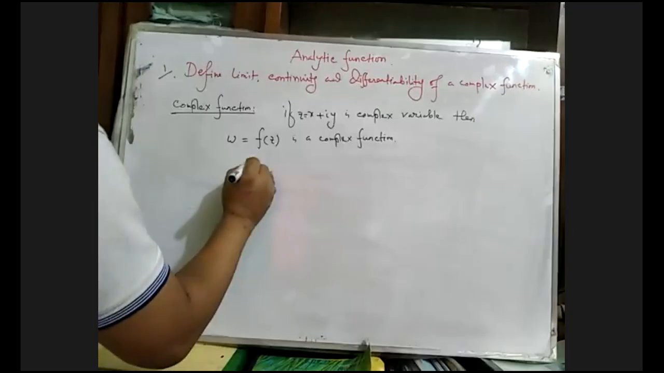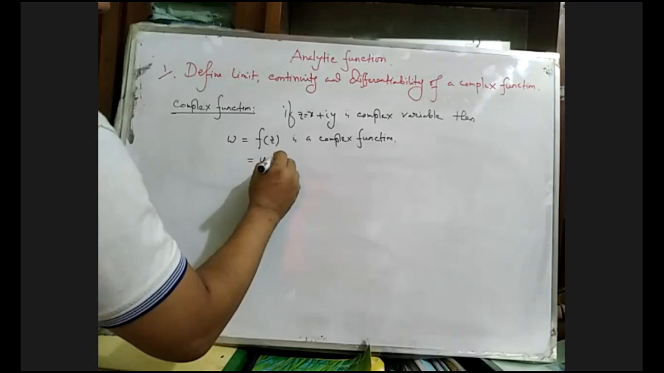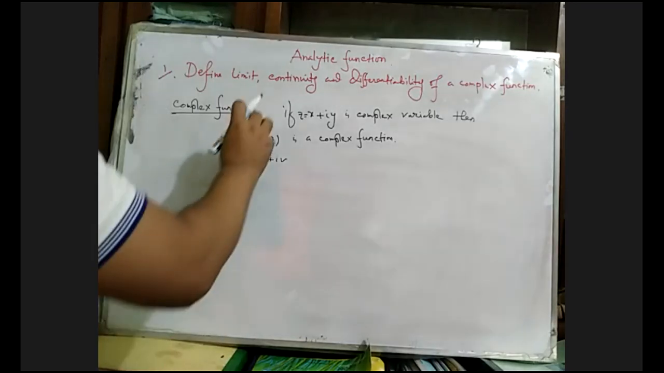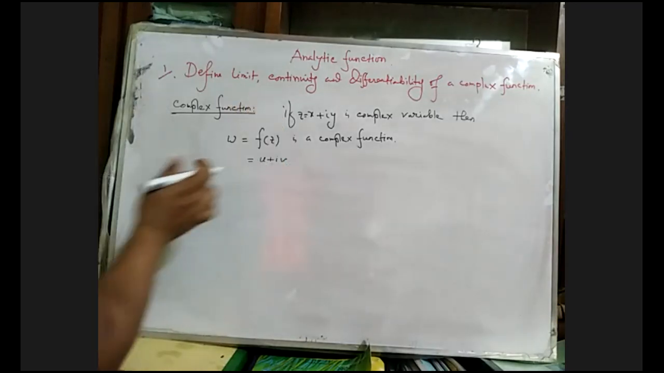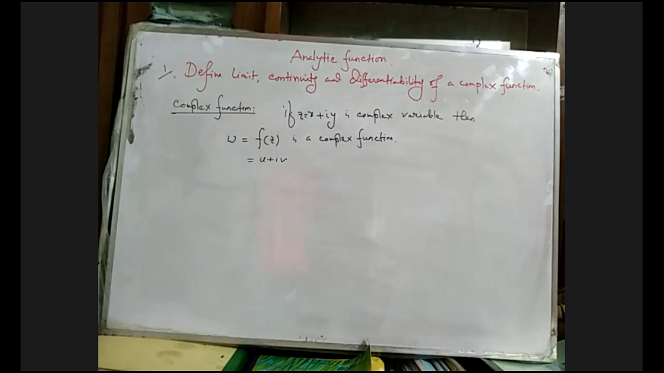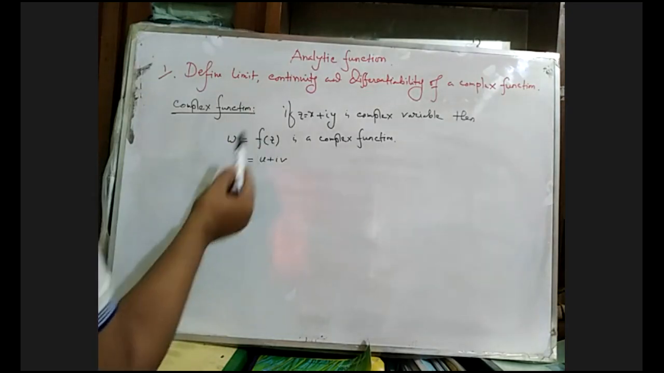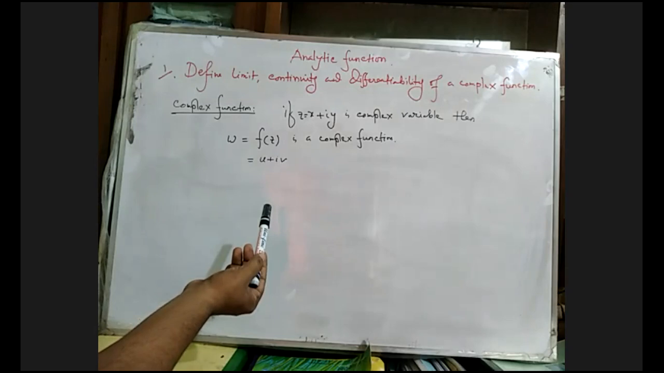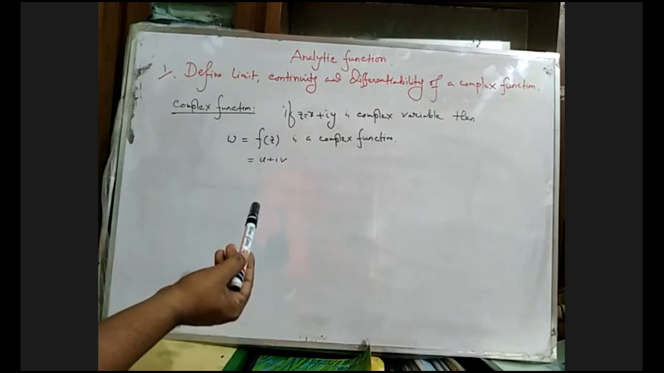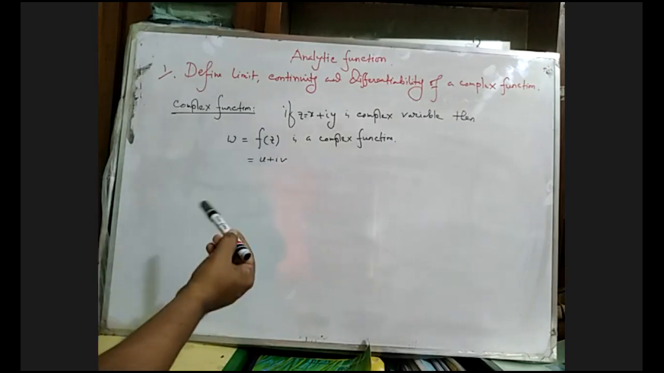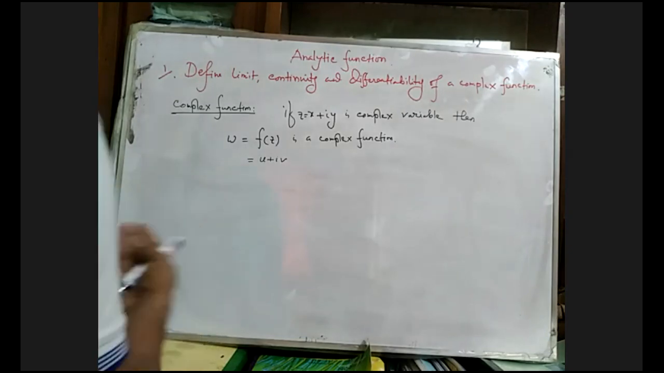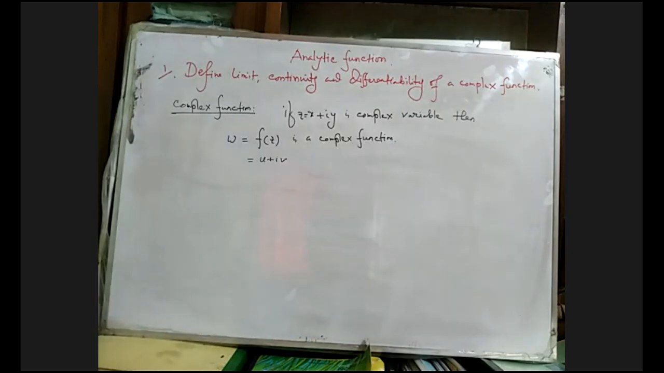And this w can be written as u plus ib, because this is the whole function, where u is the real part and b is the imaginary part. This complex function can also be represented in polar form. You must know from the properties of complex numbers that we can express it in exponential form, polar form and Cartesian form. There are three types of form of a complex number.